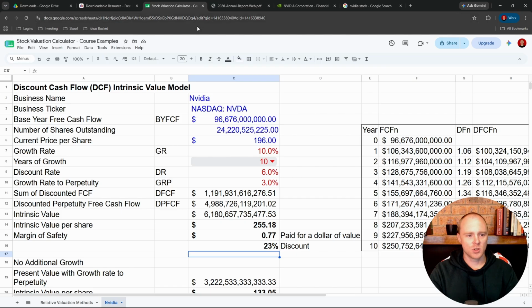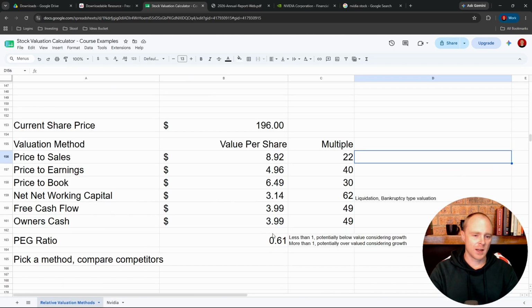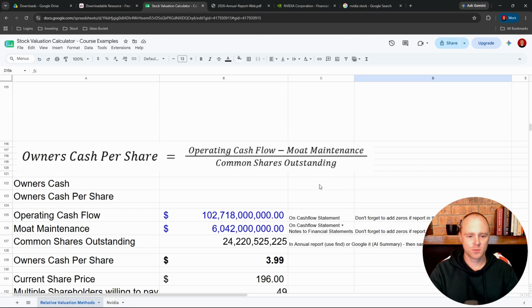Because Nvidia's growth rate is decreasing rapidly, it's had a big balloon up to, what was it, 145.